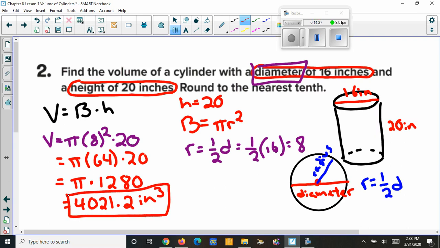So this problem demonstrated one step we didn't use before, and that's knowing the difference between radius and diameter, and knowing how to take the diameter and get your radius.